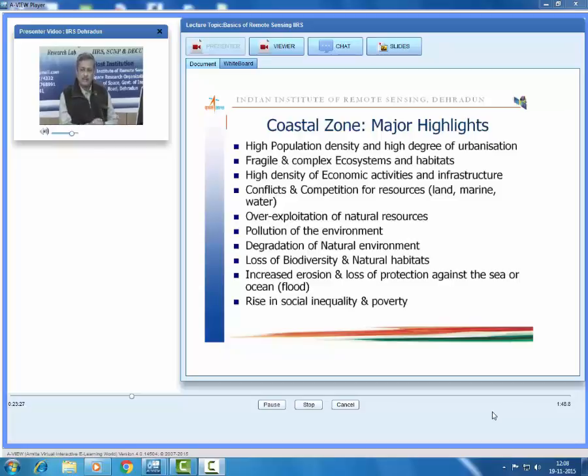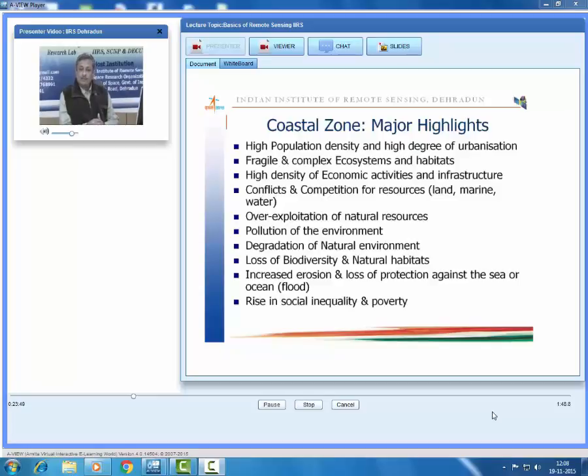They interact with each other. There is a high density of economic activities and infrastructure, and when there are more activities, like a normal human interest, there will be conflicts and competition for the resources, and definitely this will culminate in over-exploitation of the natural resources.